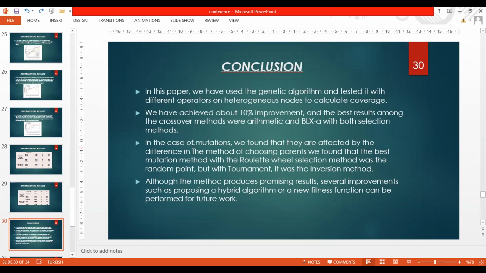In the case of mutations, we found that they are affected by the difference in the method of choosing parents. The best mutation method with the roulette wheel selection method was the random point, but in tournament selection, it was the inversion method. Also, the method produced promising results. Several improvements, such as proposing a hybrid algorithm or a new fitness function, can be made in future work.